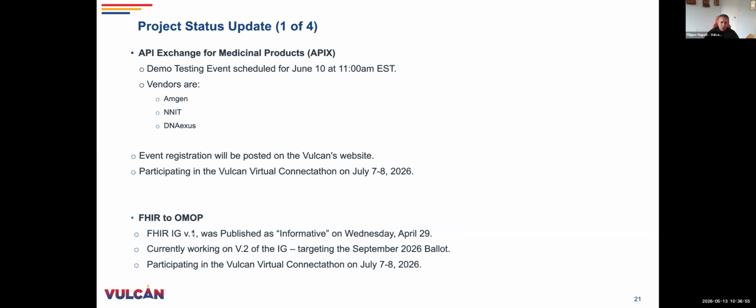On FHIR to OMOP, as we mentioned earlier, version 1 of that IG was published as informative on April 29th. And the team is currently working on version 2 of that IG, which is aiming for the September 2026 ballot. And that track, as you heard from Chris, is also participating in the July Connectathon.